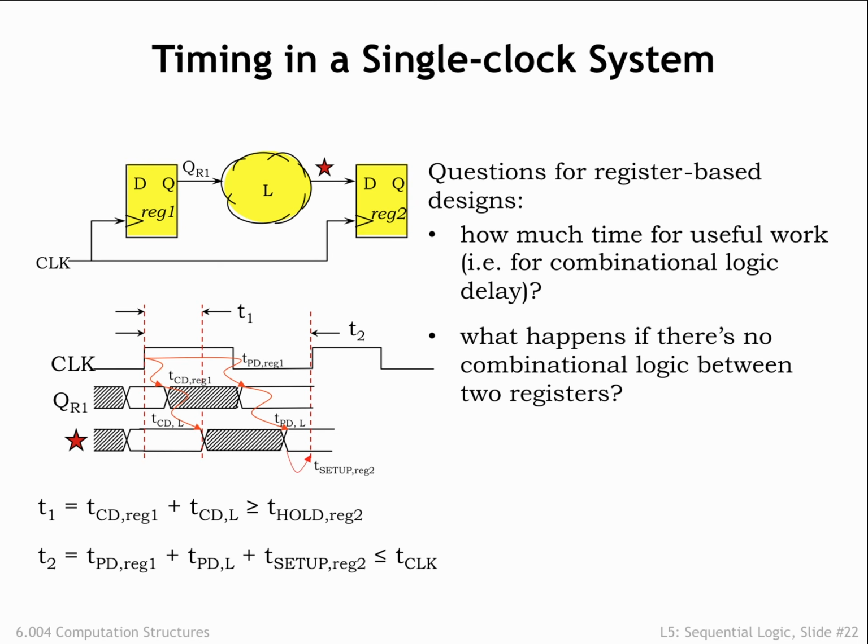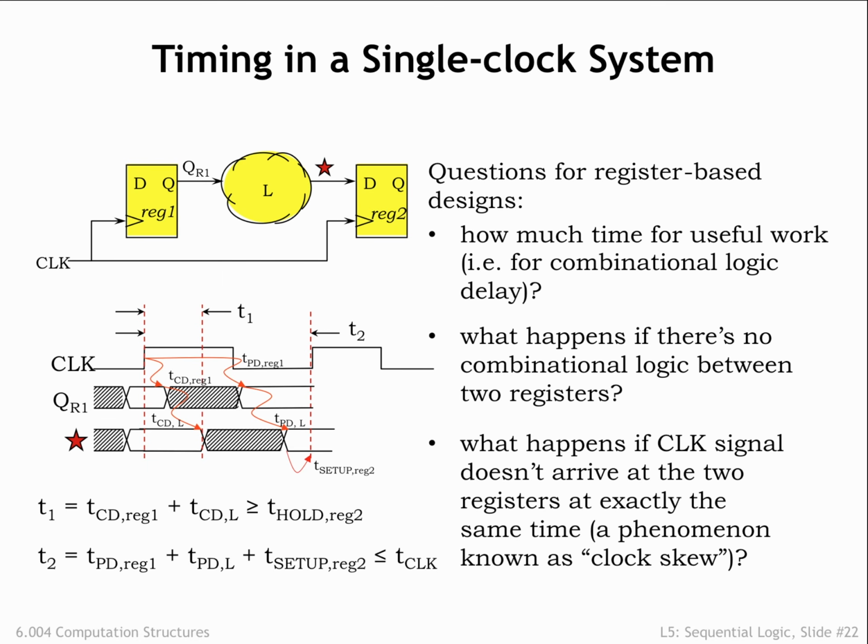What happens if there's no combinational logic between the upstream and downstream registers? This happens when designing shift registers, digital delay lines, etc. Well, then the first inequality tells us that the contamination delay of the upstream register had better be greater than or equal to the hold time of the downstream register. In practice, contamination delays are smaller than hold times, so in general this wouldn't be the case. So designers are often required to insert dummy logic, for example 2 inverters in series, in order to create the necessary contamination delay.